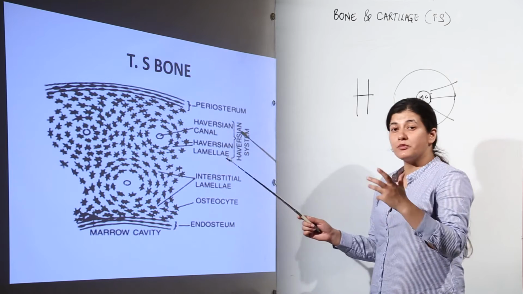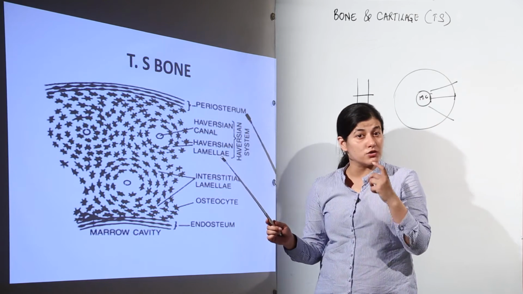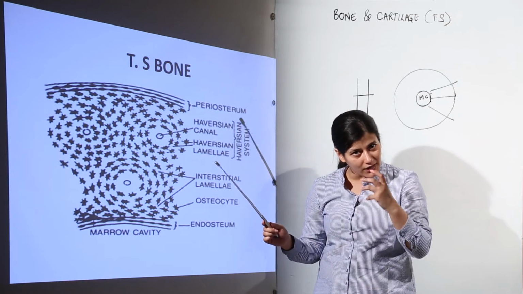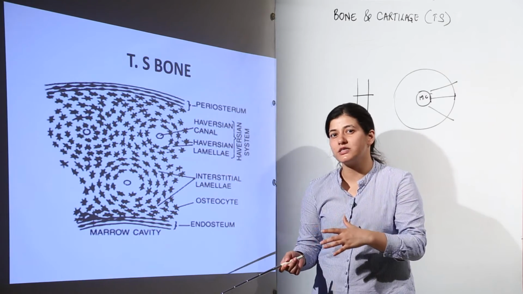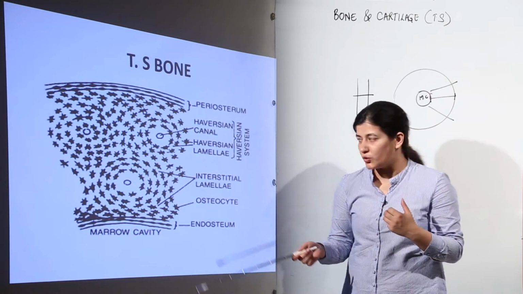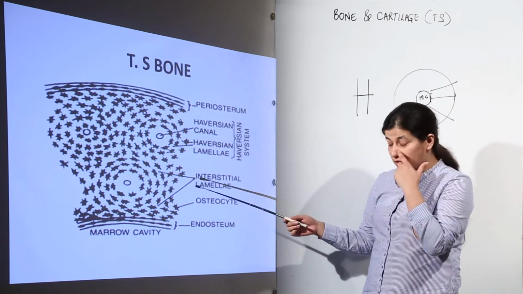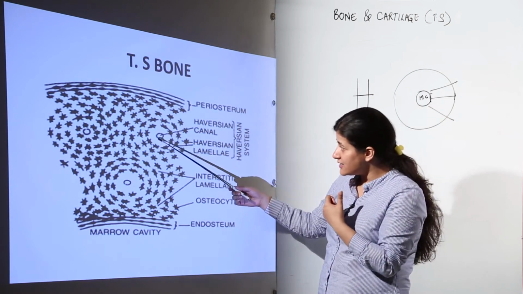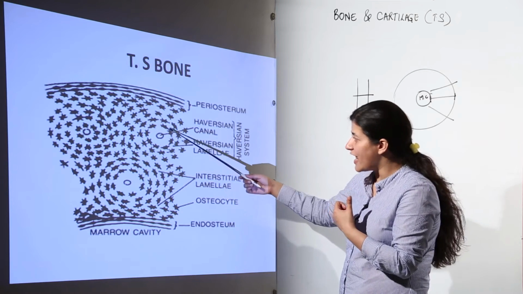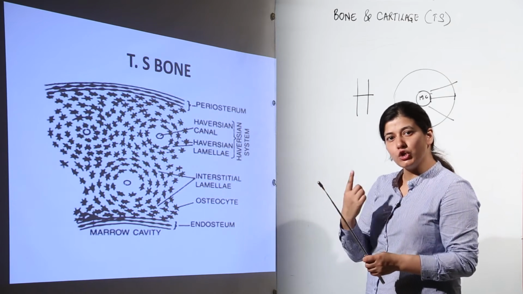That is why, supposedly, if a bone gets broken, there is a lot of pain, because the nerves over there are getting broken. Had it not been given a nervous supply, how could you relate with the pain of the bone? So there is a Haversian canal inside which the nerves are present, and the Haversian canal is surrounded by Haversian lamellae, which have concentric tube-like structures.